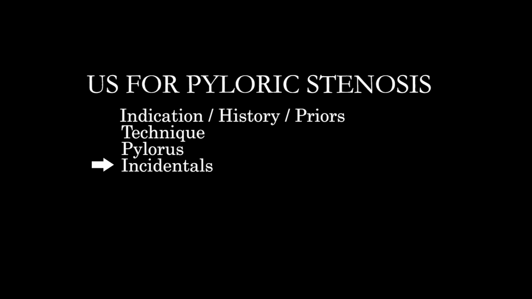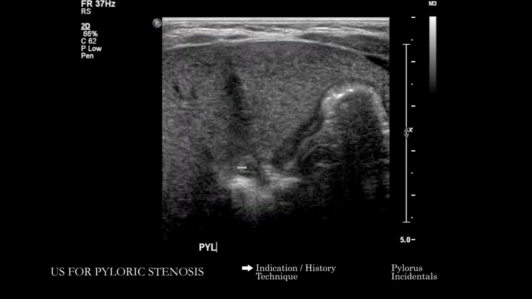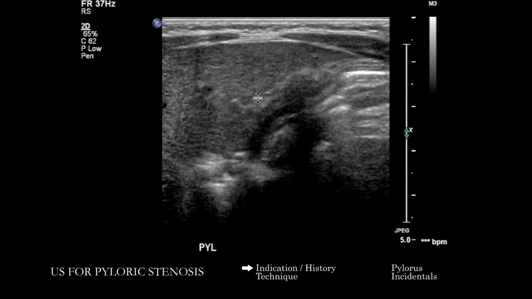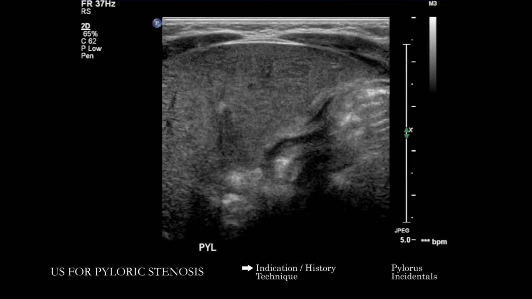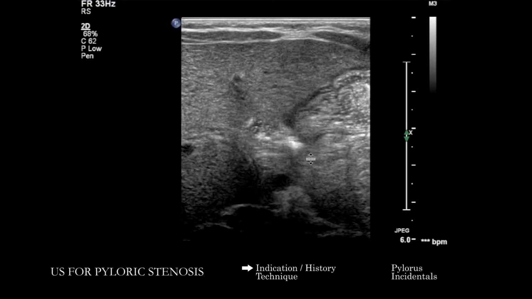Okay, so let's get started. So here we have a typical ultrasound for pyloric stenosis. Let's just go through quickly and give you a sense of what these images will look like. Let's talk a little bit about how you get started on this.